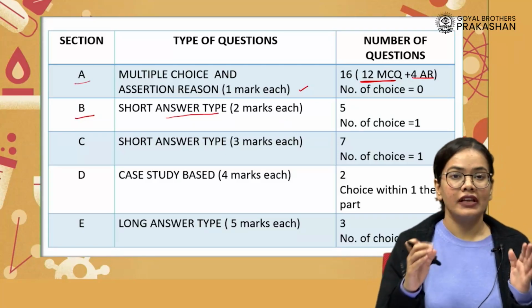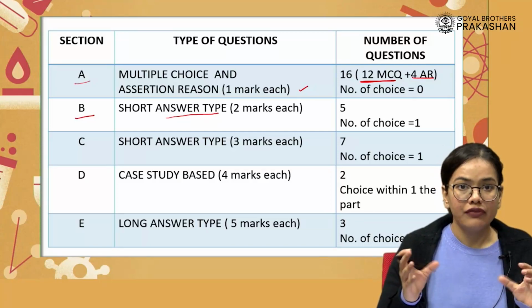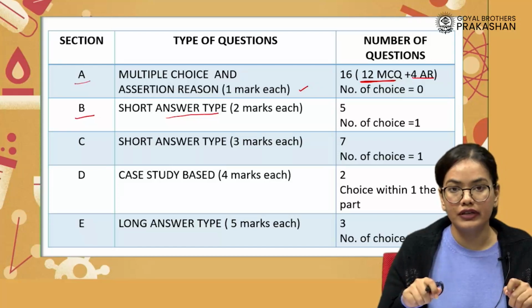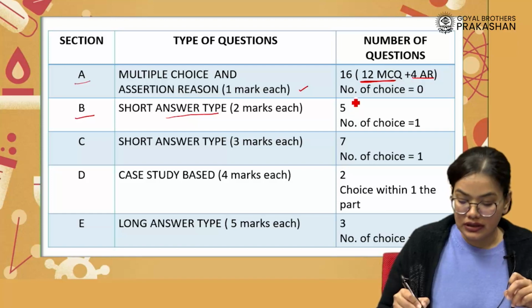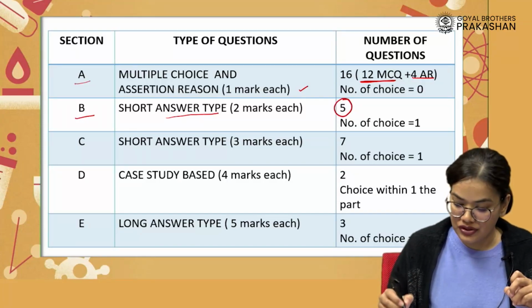Okay. See, it's very important that you know, if you are having a 2 marker question, it will be a shorter question. You have to finish it in a very short duration of time. Okay. And this section, section B will carry 5 questions. You will have 5 questions.